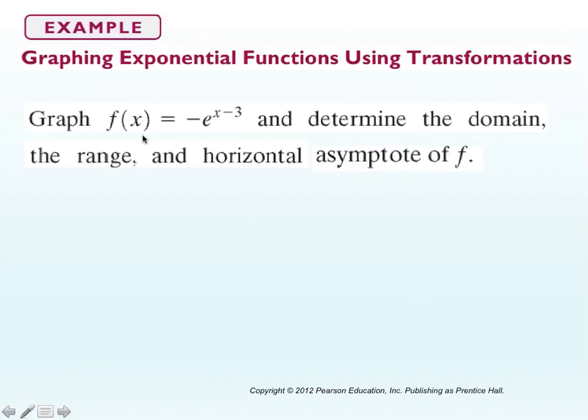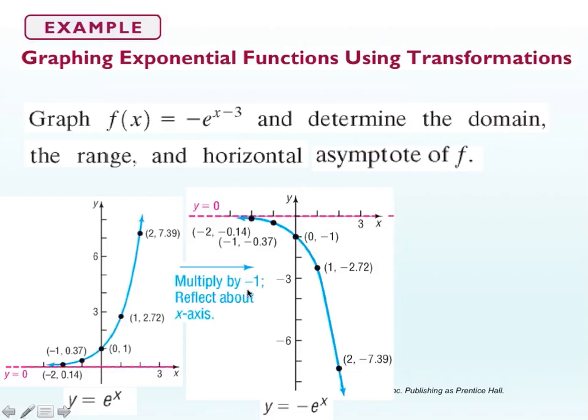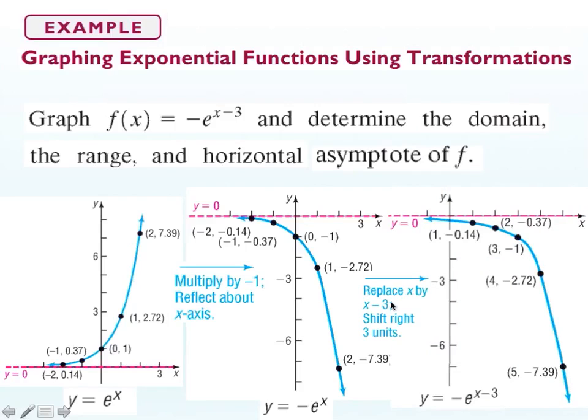Okay, so let's say that we want to use some transformations now with f of x equals negative e to the x minus 3 power. So we start with our original graph, which is y equals e to the x. And we multiply by negative 1, which means that we reflect around our x-axis. So we've taken our graph and we've just flipped it upside down. And then we replaced x with x minus 3, which hopefully you recall actually shifts the graph to the right by 3 units. So we just take this graph and shift it to the right 3. So we end up with this right over here. You'll notice that the asymptote did not move at all because we didn't shift it up or down.